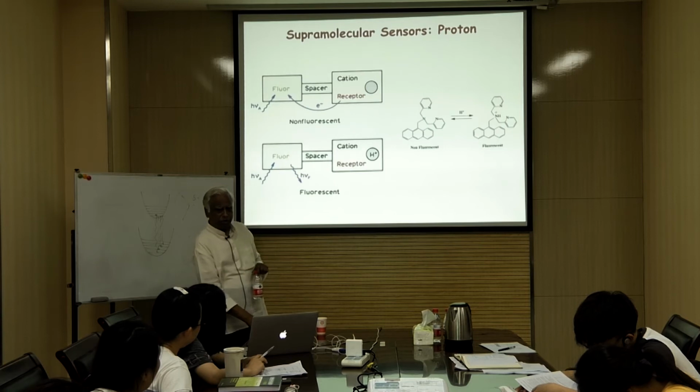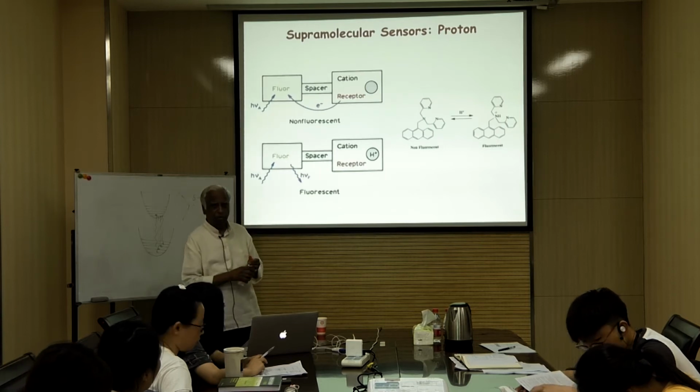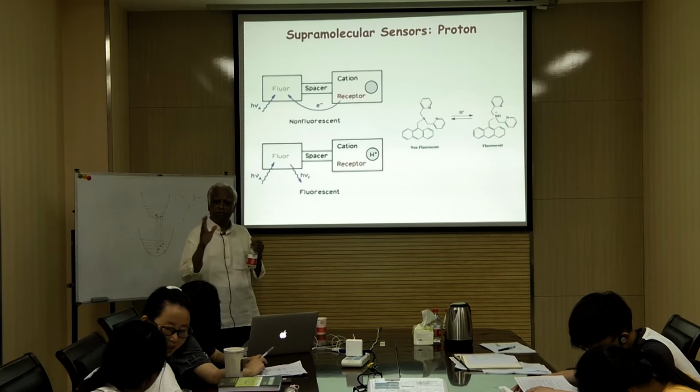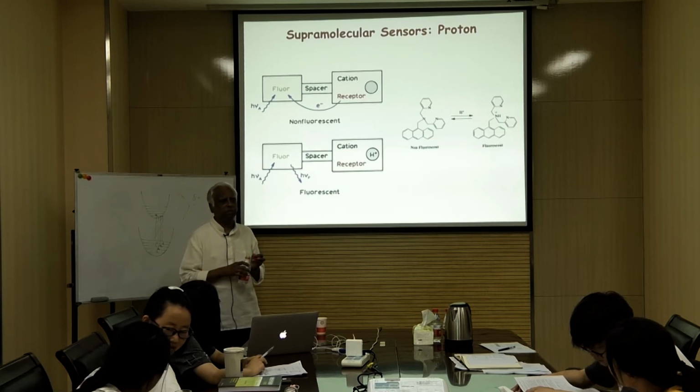Some of you, I think, work with sensors, right? I don't know what kind of sensor. There are a whole bunch of people working on sensors. Why non-fluorescent? Fluorescent?